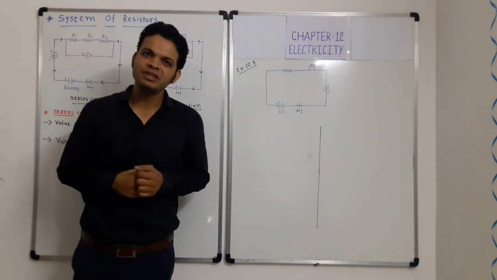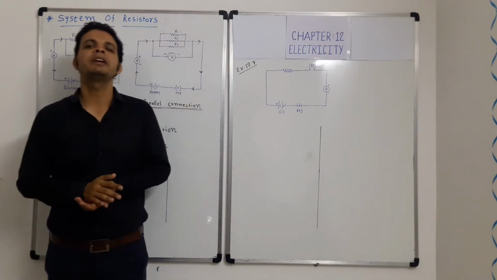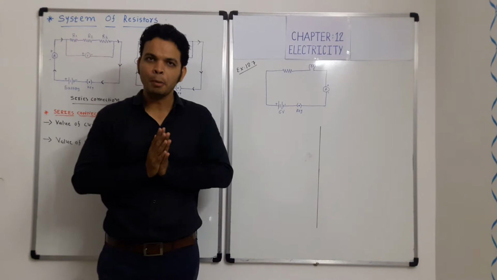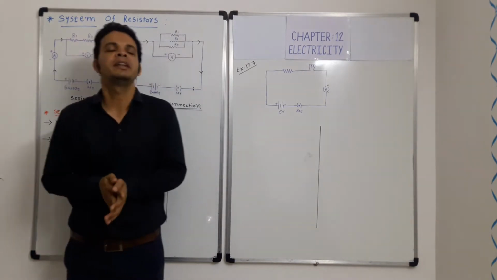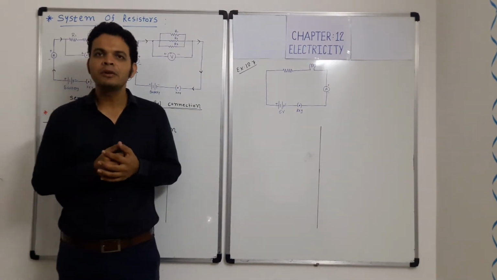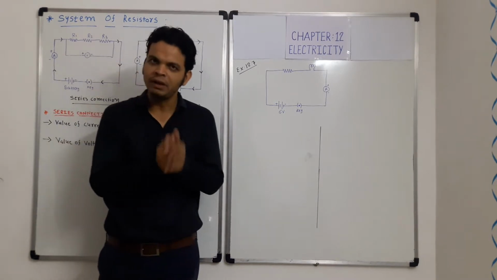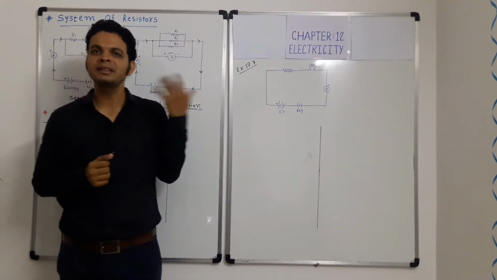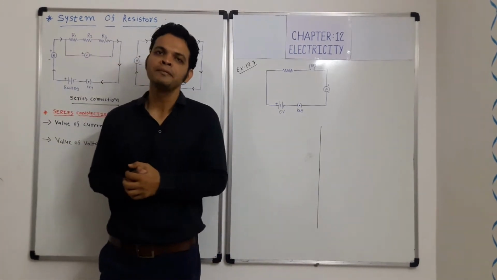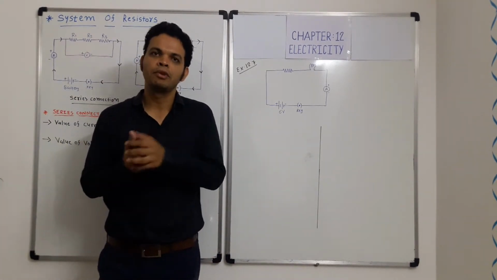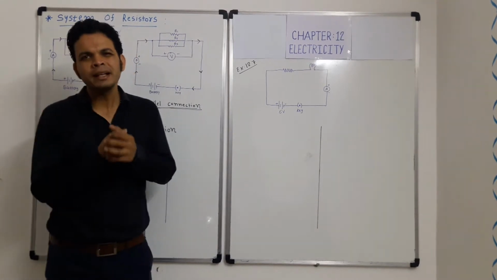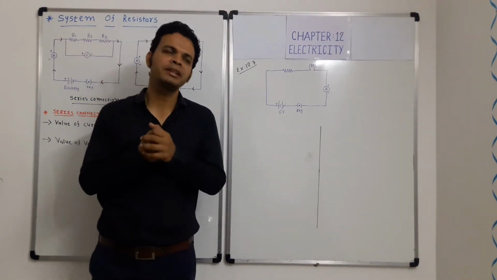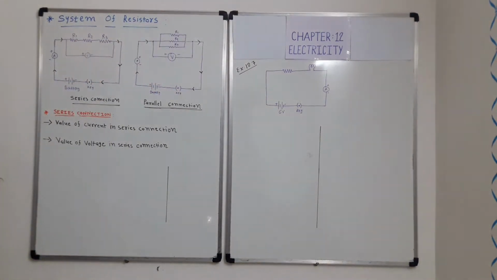So in today's lecture and in the next lecture we are going to discuss, when resistances are connected in series or when resistances are connected in parallel, what is the value of their net, that means the equivalent resistance. Moreover, we will also discuss, when the series combination of resistances is there, what happens to current and voltage, and when the parallel combination of resistances is there, what happens to current and voltage. So let us start with the series connection.